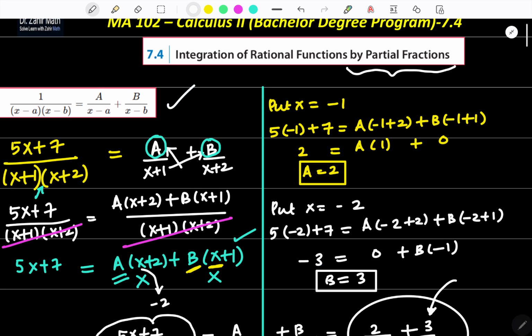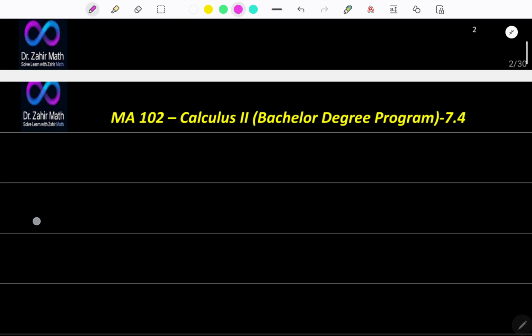So this is the formula I've given for how to split into linear factors. It is written here. Look here, there is a product, and I made it as plus. Let's go to the first question.